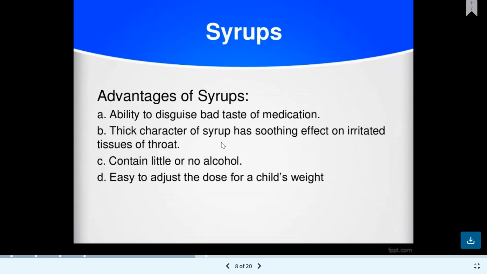The thick character of syrup has a soothing effect on irritated tissue or throat. Syrups contain little or no alcohol. It is easy to adjust the dose for a child's weight. You can easily give a fixed amount of this syrup to any patient, like a child, and you can measure the amount according to the weight.